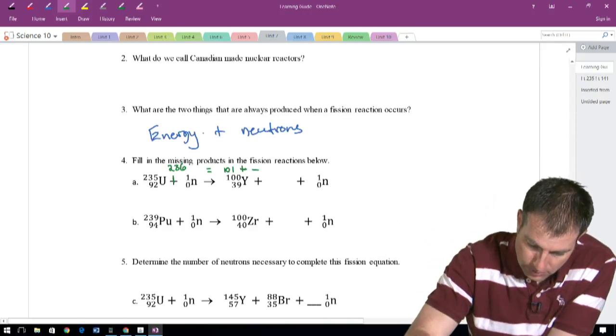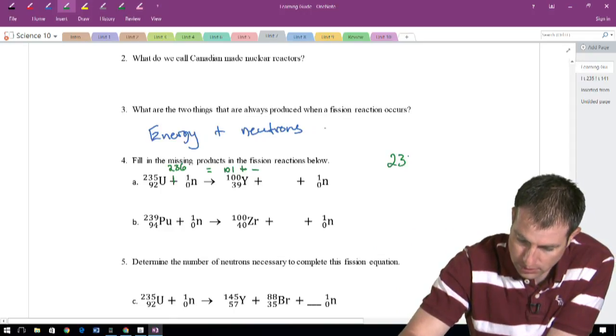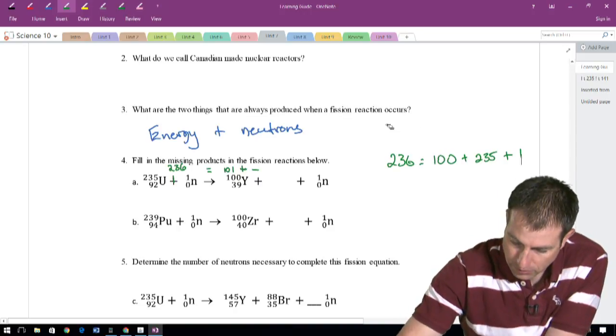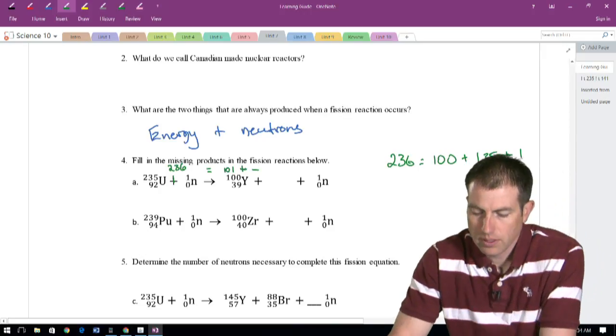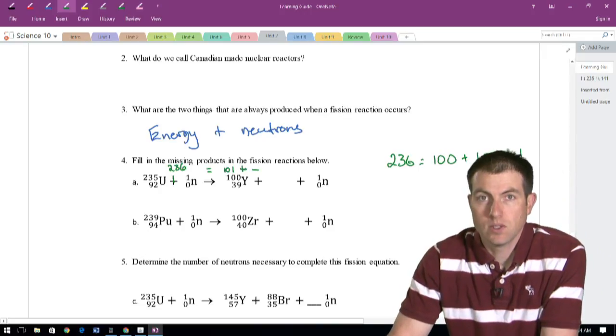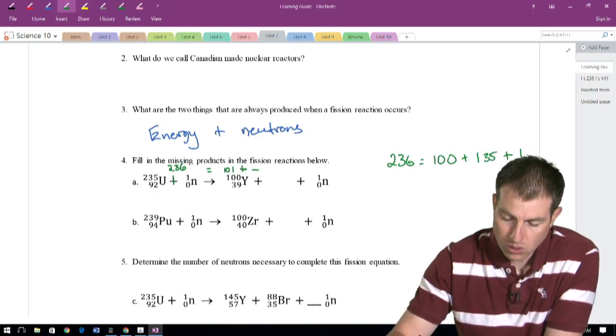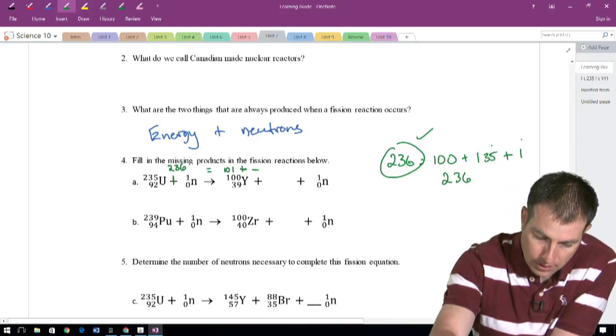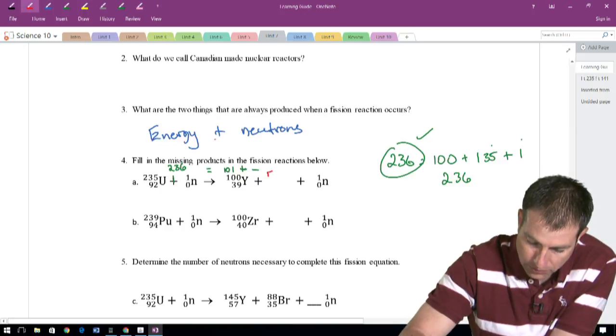135 should work. So does 236 equal 100 plus 135 plus 1? So this is how these all work. You just need to make the math work out. On the left, I have 236. On the right, 100, 135, and 1 give us 236. So the blank here has to be 135, because that is the only thing that will make this equation work out.